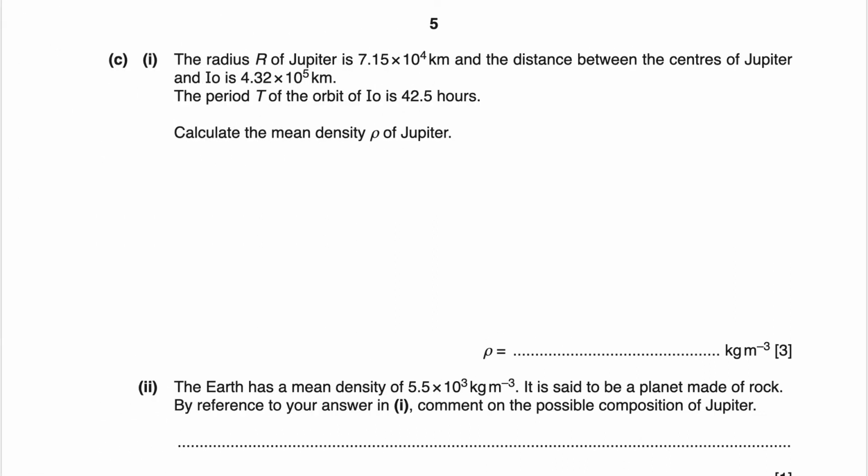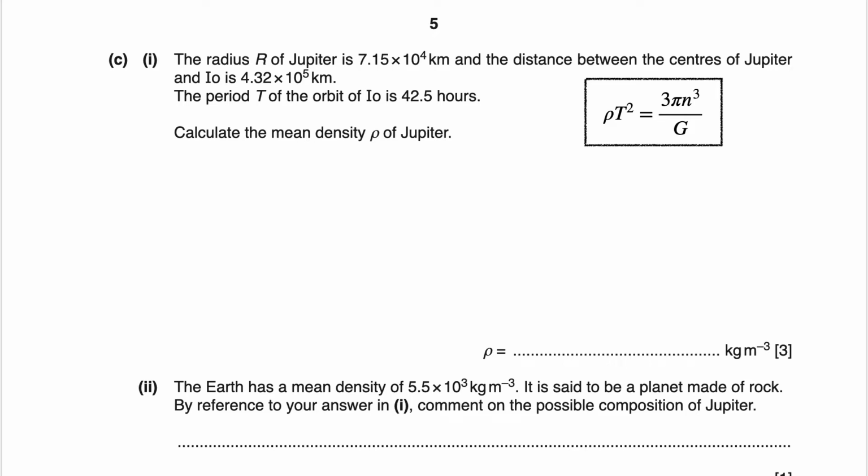So what they are asking here is, the radius r of the Jupiter is 7.15 multiplied by 10 power 4 kilometer, and the distance between the centers of Jupiter and Io is 4.32 into 10 power 5 kilometer, and the period time, capital T, what it does mean, how long it takes to complete one orbit, one circle. Okay, and from the previous relationship we can take this equation, and from here what they are asking, calculate the mean density rho of the Jupiter.